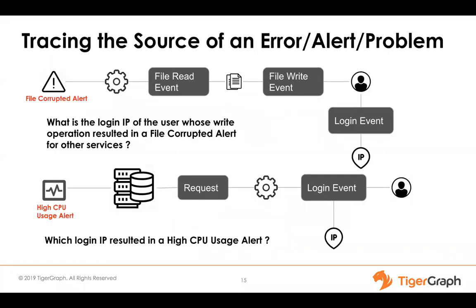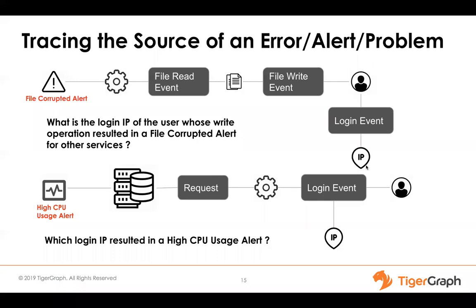And here are some examples of tracing the source of an error alert or problem. For example, if a file corrupted alert happens in the system, we want to trace down, okay, what service had this problem? And then further we see, okay, which file was read by this service before having the alert. And then we want to figure out which user performed this writing event, that is, the last few users who performed the file writing event. And then we want to find out, okay, which IP do those users log in from? So to trace this type of source in the graph, we may need to traverse 1, 2, 3, 4, 5, 6, even 7 hops.